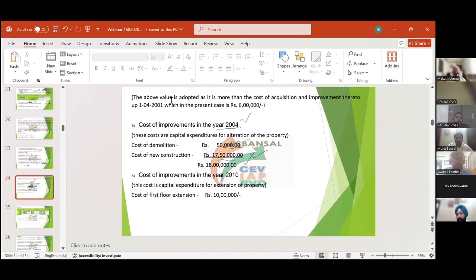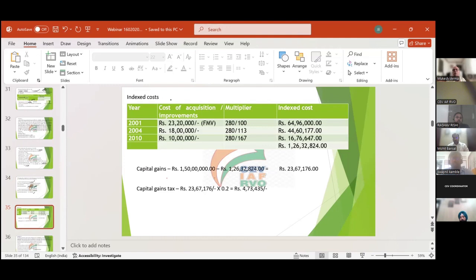Then again in 2010 certain improvements were done. That cost was 10 lakh. So now how to apply the indexation? 2001 cost of acquisition or improvement is 23 lakh 20,000. Your multiplier factor will be 280 upon 100. So 64 lakh 96,000. In 2004 again reconstruction was done after demolition where the cost was 18 lakh.